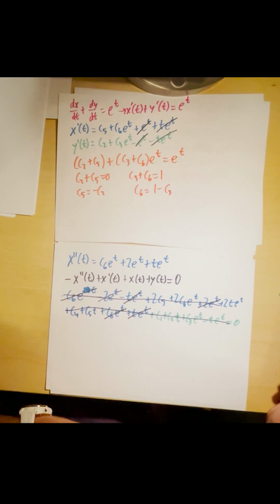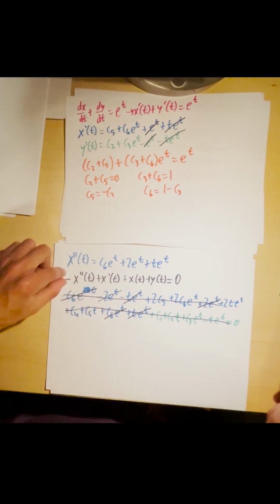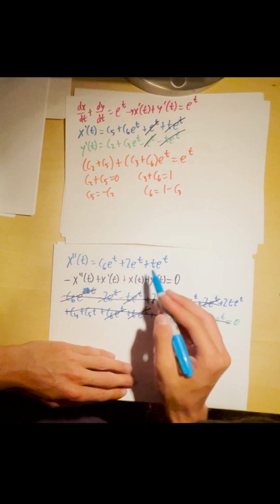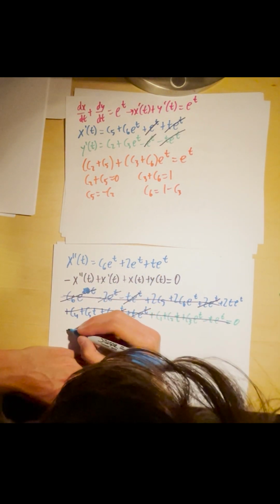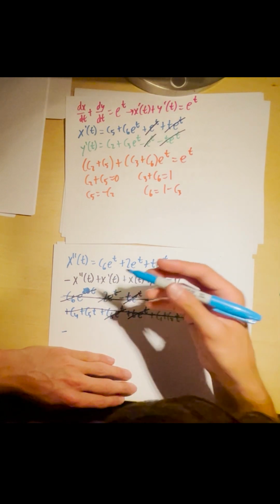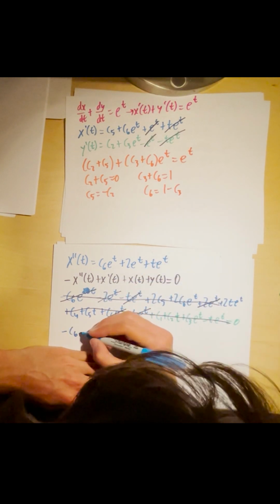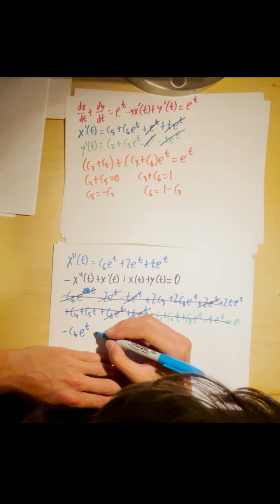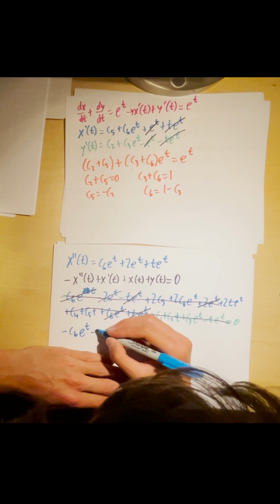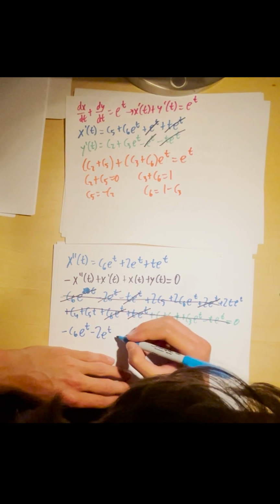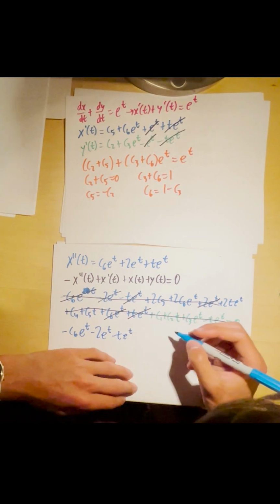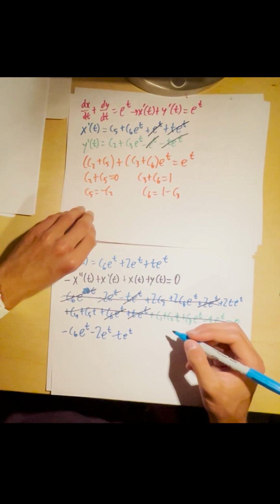I'm fixing it now. Let's plug into this equation. So we have our x double prime of t here, and we're going to make sure everything has a negative sign in front of it. Negative c6 e to the t minus 2 e to the t minus t e to the t. Now we're going to add x prime. We have that up here.